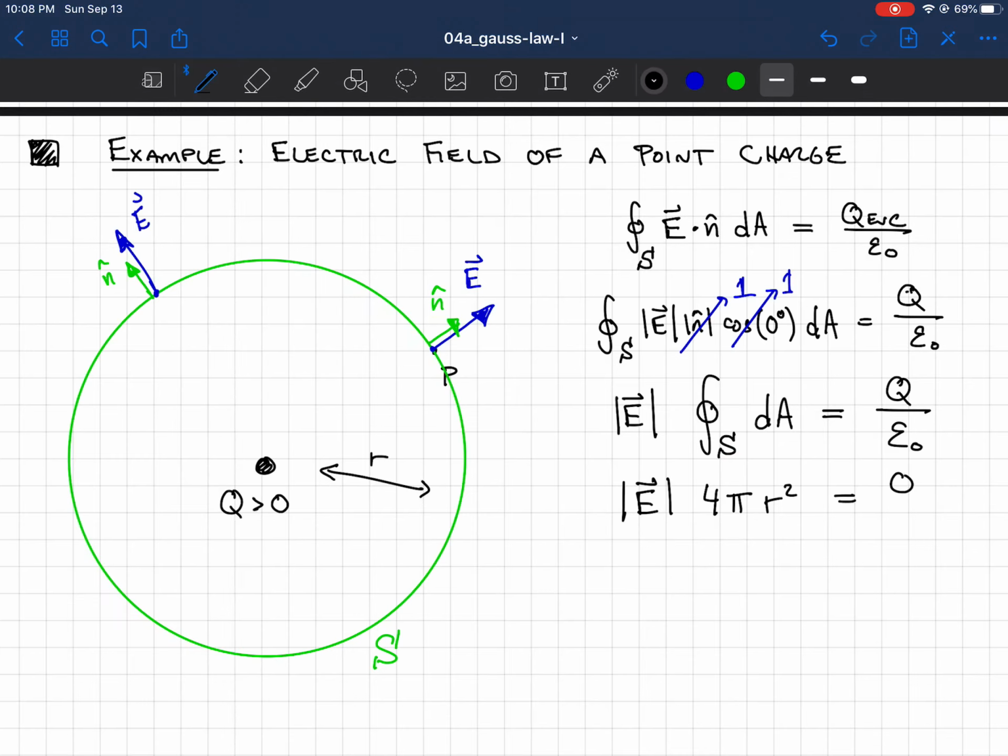On the right-hand side, we still have q over epsilon naught. So what do we arrive at? We get E is equal to 1 over 4 pi epsilon naught times q over r squared. So we find exactly the equation that we found before. Remember, this thing here is called k as well. And that is the expression for the electric field of a point charge as found from Gauss's law.